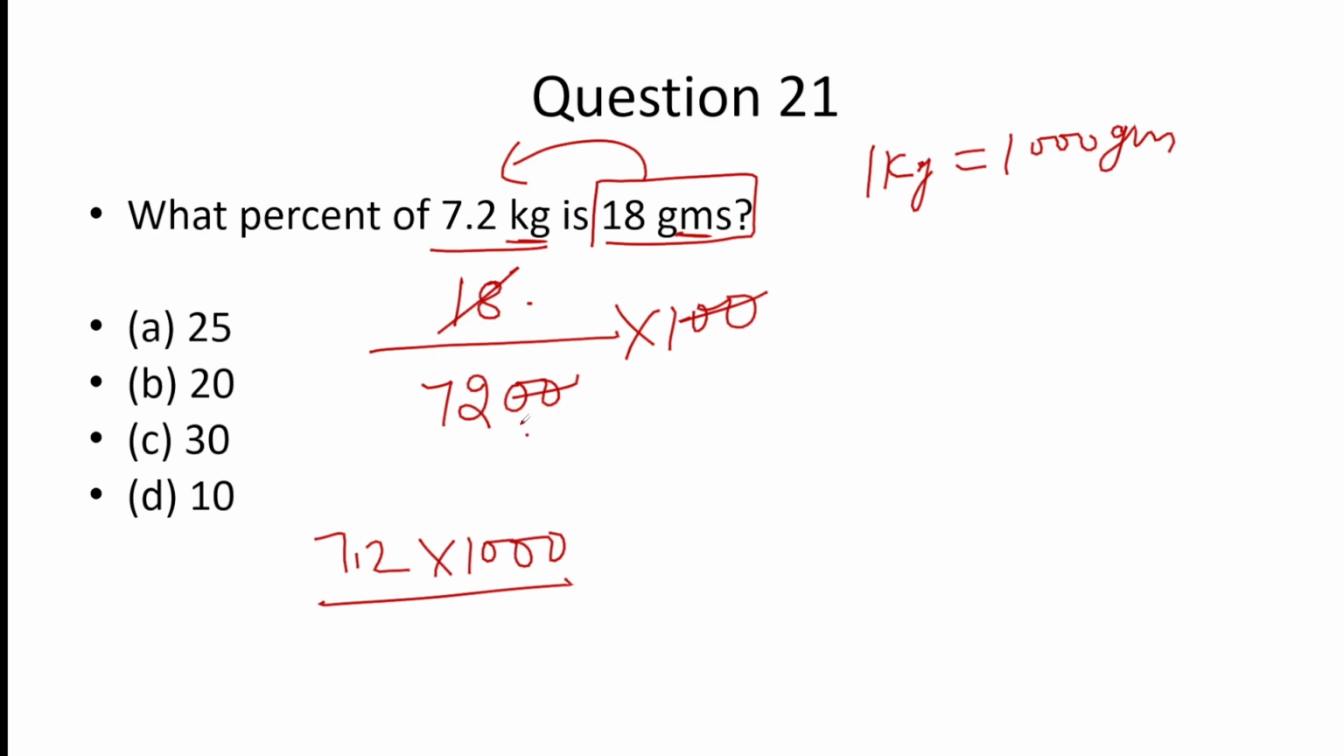So here the answer will be what? What percentage of 72 is 18 gram? So when you cancel, this will be properly divisible. I think it is 1 by 4. So it is 0.25. It is 0.25%, right? 18 is 0.25% of 7200.